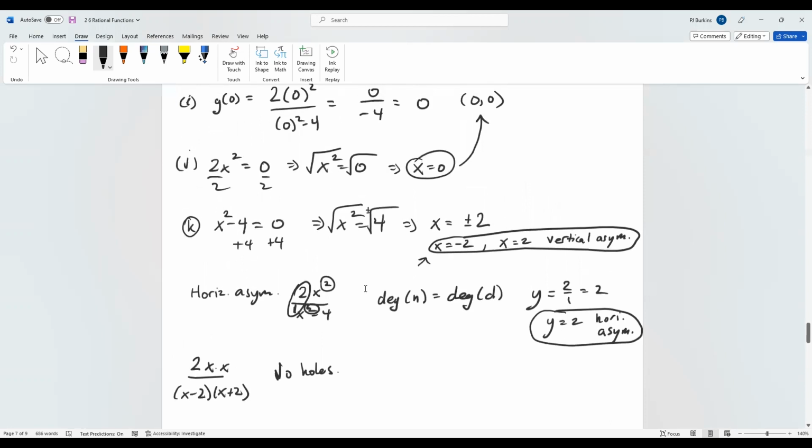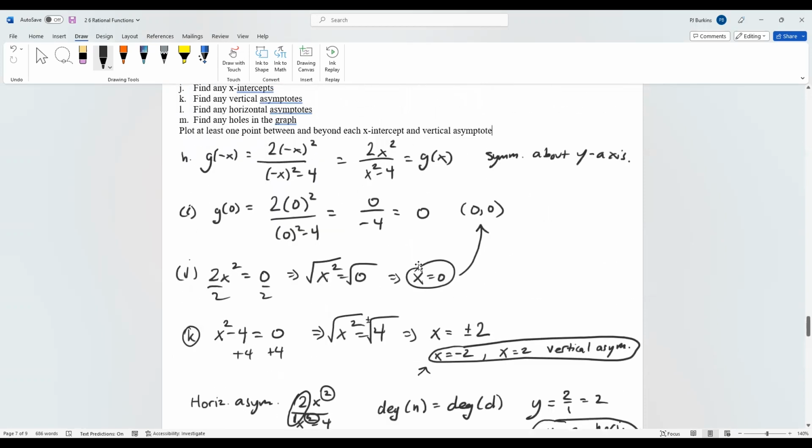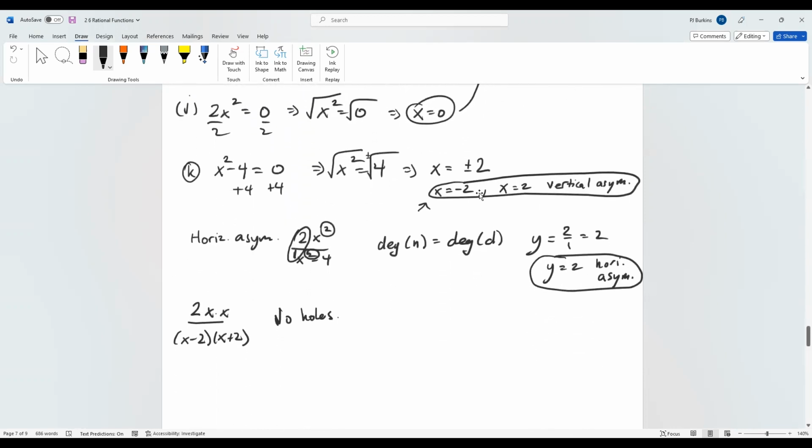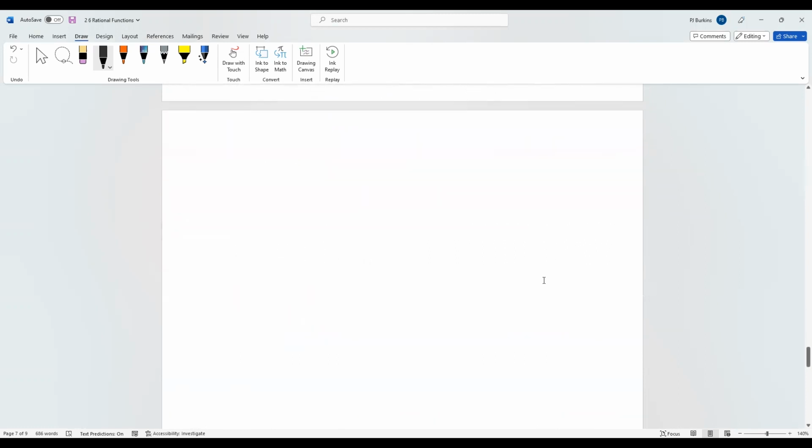So we need to take all the information that we have. We know that we're symmetric about the y-axis. We go through the origin. We have vertical asymptotes at -2 and 2, and we have a horizontal asymptote at 2. So let's see if we can't put all of that together and create a sketch.